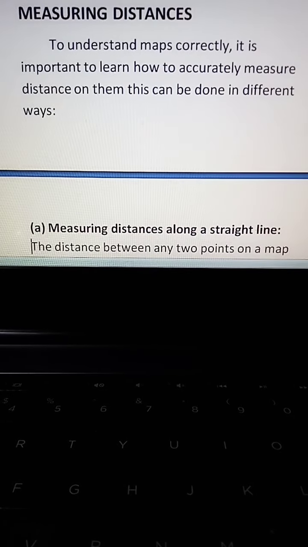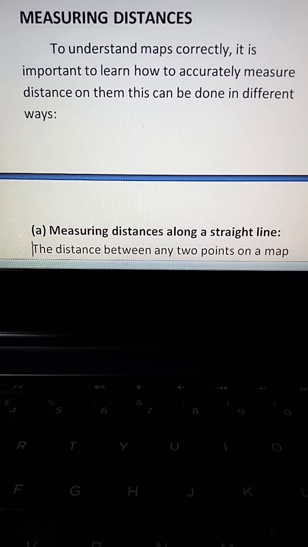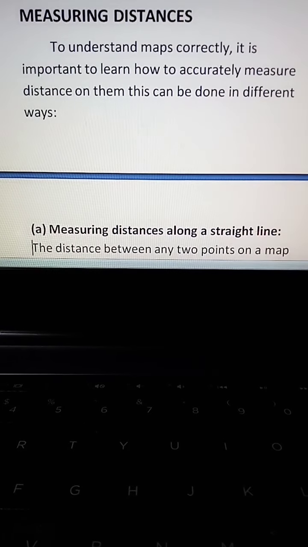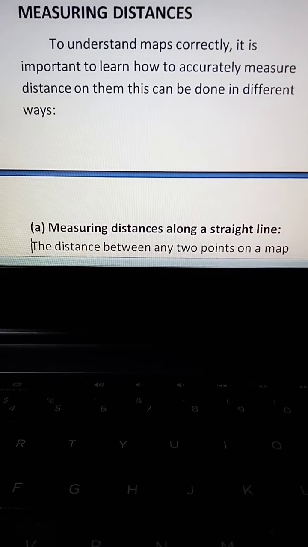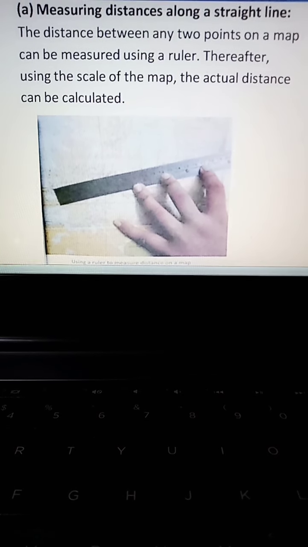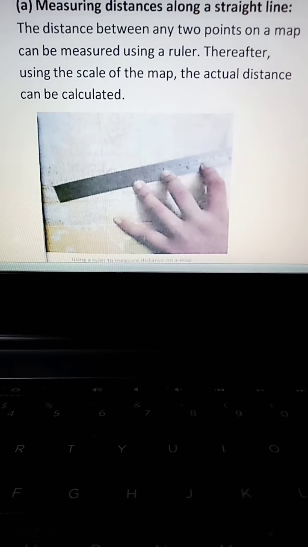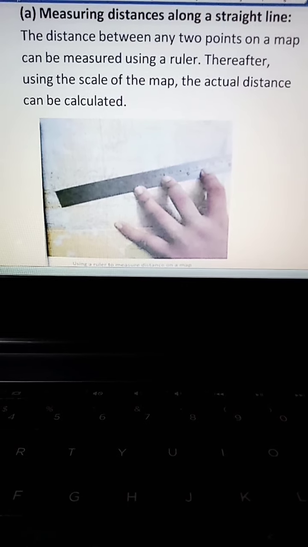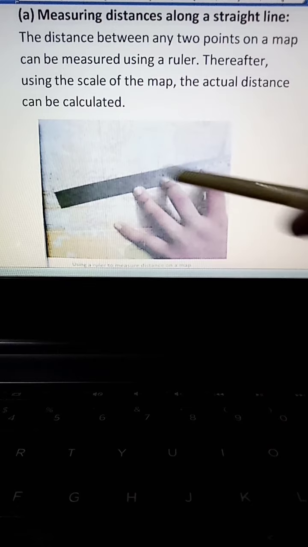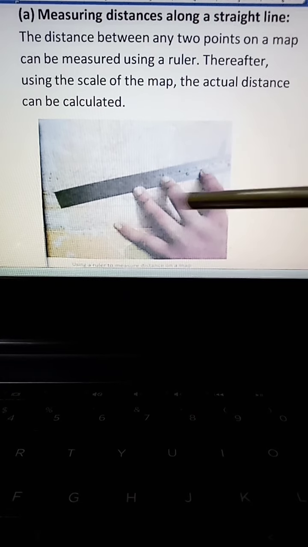Measuring distances. To understand maps correctly, it is important to learn how to accurately measure distance on them. This can be done in different ways. The first way is measuring distances along a straight line. The distance between any 2 points on a map can be measured using a ruler. Thereafter, using the scale of the map, the actual distance can be calculated.